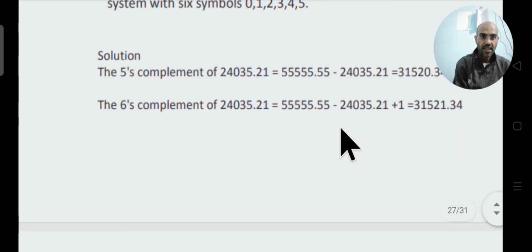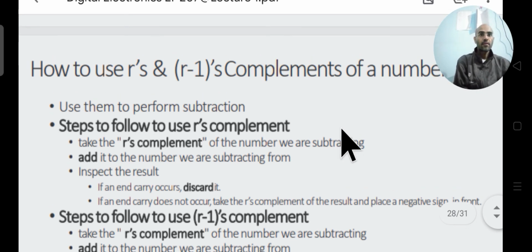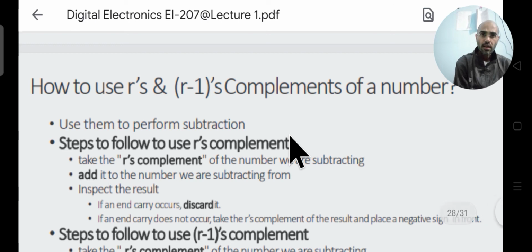Moving on to the next part of this lecture. This is the last part of this lecture. Now, as we have found the r's complement and r minus 1's complement of a number, the question is, what is the use of this r's complement and r minus 1's complement? The use is very interesting. We can use the r's complement and r minus 1's complement to perform subtraction.